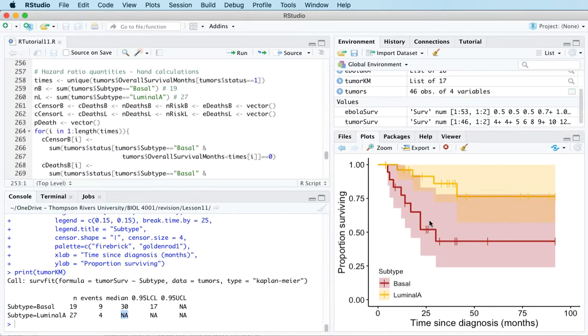When comparing two survival curves, one value that's of interest is the hazard ratio. The hazard ratio at a specific point in time measures the hazard rate in one group relative to the hazard rate in a second group. And the hazard rate at a given point in time is the instantaneous rate of death of subjects who have survived up to that point.